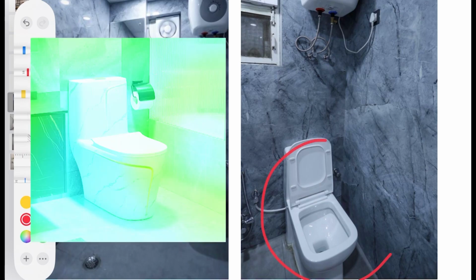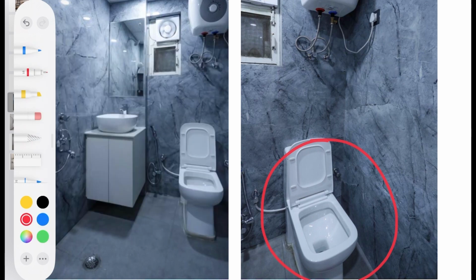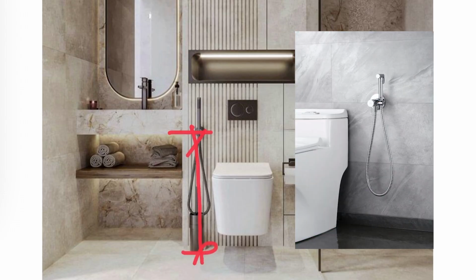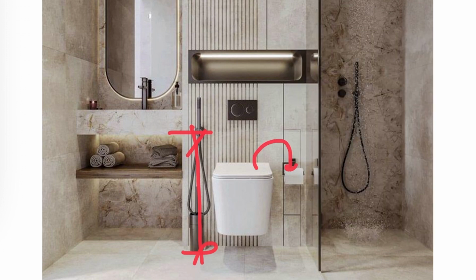If you're using floor mounted WC, then the height ranges from 15 inches to 17 inches, and the height that I'm telling you is from the finished floor level. The health faucet height ranges from 18 inches to 22 inches from the finished floor level, and the tissue roll height ranges from 17 to 18 inches from the finished floor level.